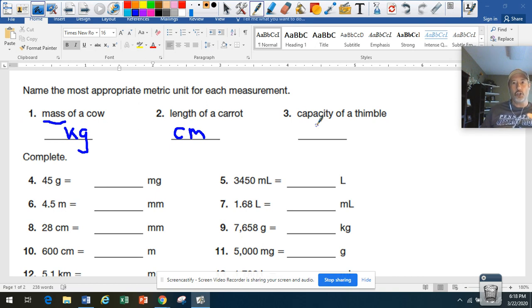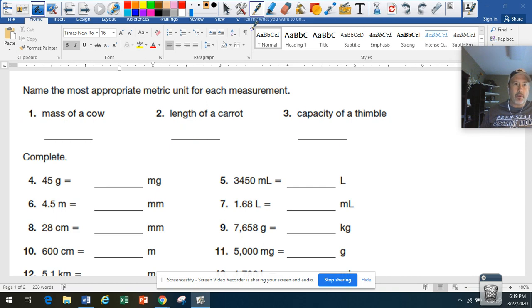A thimble is used in sewing. It actually goes on our thumb so we don't stick our thumb with a needle. So it goes over top of that. If you've ever played Monopoly, there's a thimble in Monopoly. Now that's much smaller, but hey, that's what a thimble looks like. So we're dealing with capacity with that. So what we're going to be dealing with here is known as our milliliters. There we go. Milliliters deals with our capacity. Okay, so now I think we got those.